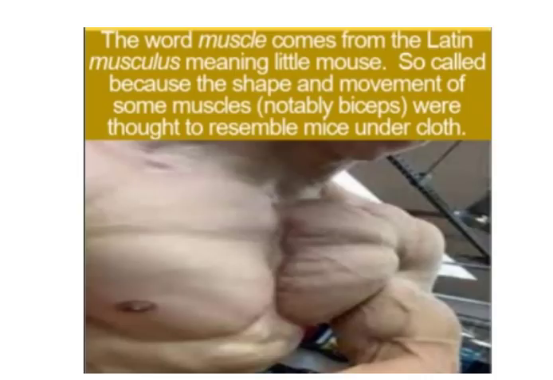Apparently, somebody was watching the muscles move underneath their skin and said, "Oh, look, it looks like mice running around." So they named muscles mice. Mostly it's the biceps that look like mice running around.